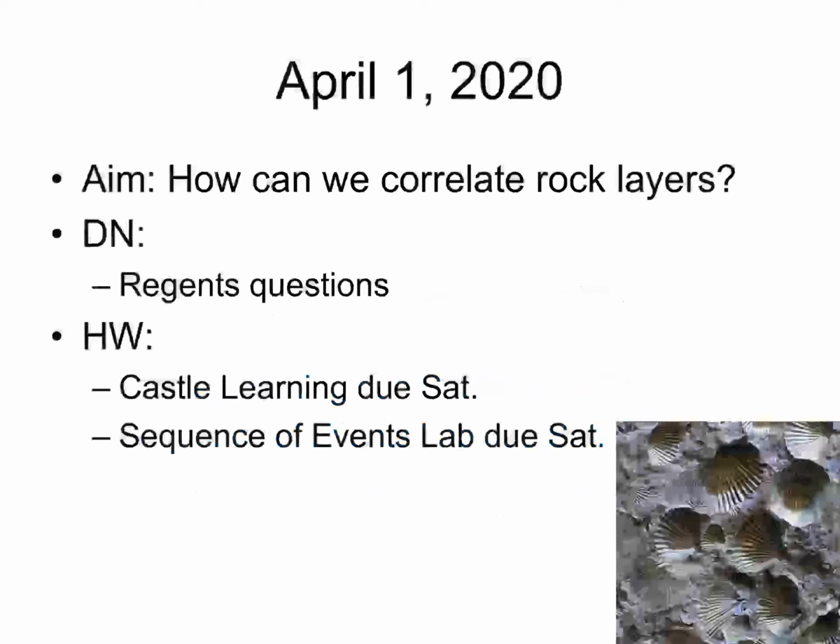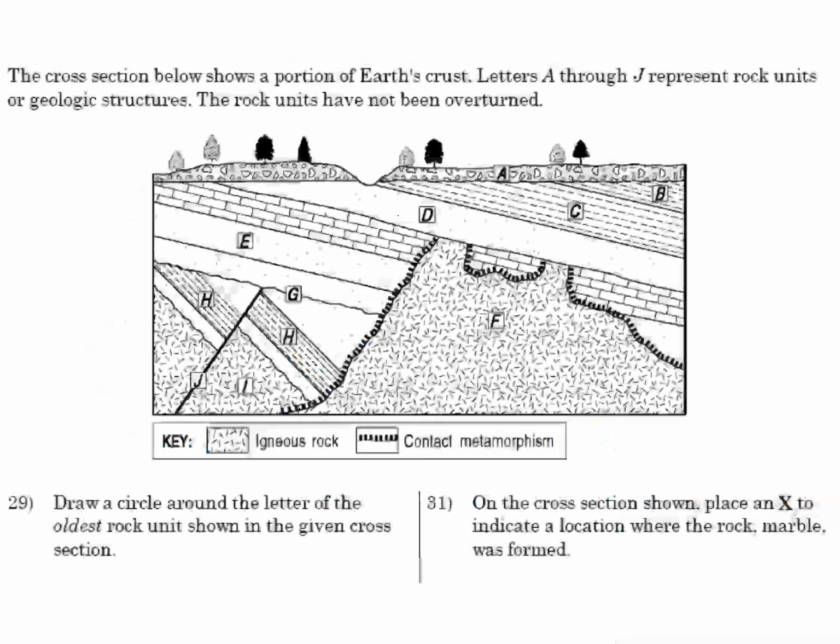So how can we correlate rock layers? If we're talking about rock layers, correlation means basically just matching them up, okay? So let's get through these do now questions. Draw a circle around the letter of the oldest rock unit shown in the cross section.